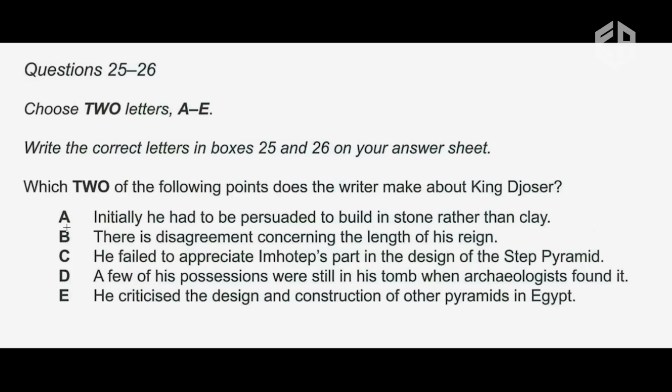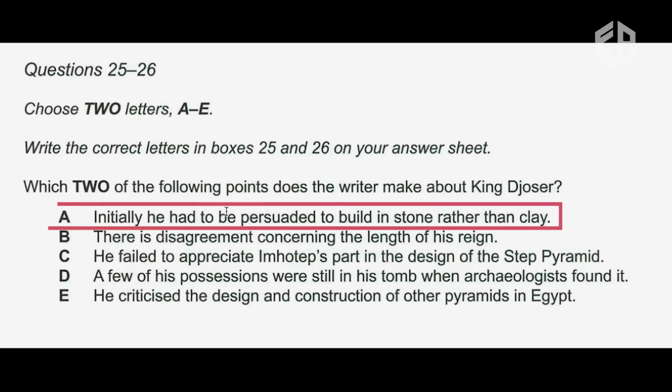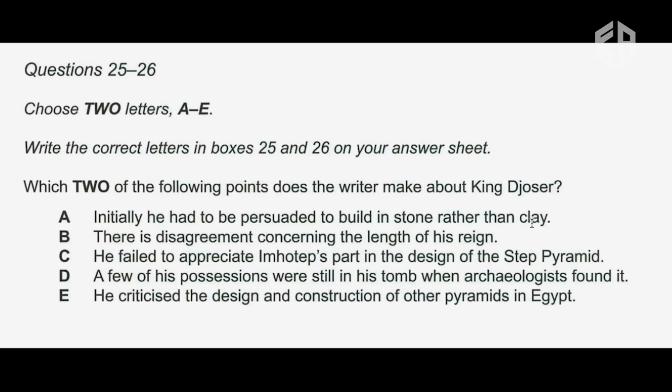We have read or skimmed the text. We know where this King Yoser is being discussed. We directly go to that part of the text, read about it, and then come back and find the points that are closest to the information from the passage. After you're done, you read the options one by one. So A, initially he had to be persuaded to build in stone rather than clay. Think about it. Was this point made or not?